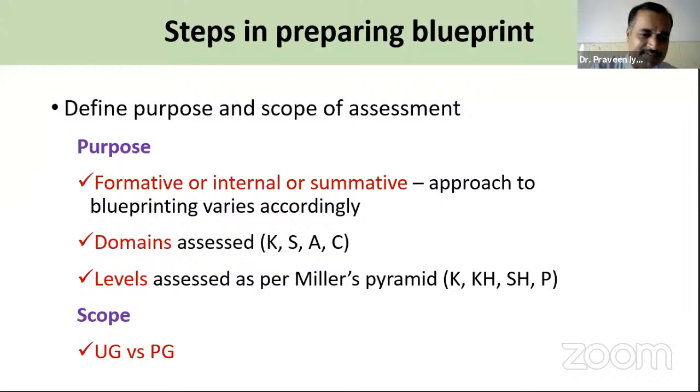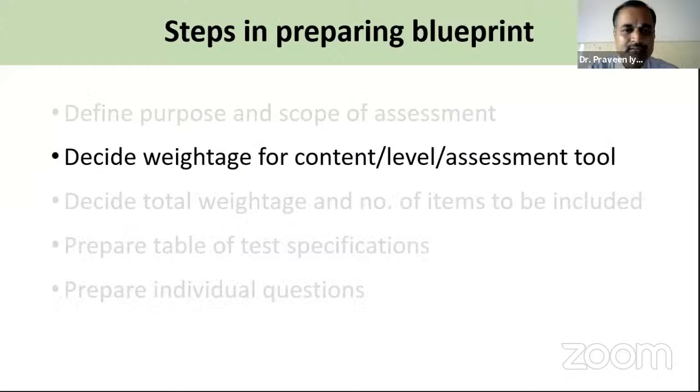And when we say scope of assessment, it is primarily dealing with whether we are assessing an undergraduate or a postgraduate. Depending on that, the scope of assessment will vary. The second point is to decide weightage for the content level and decide the assessment tool. Now, how do we go about doing this?